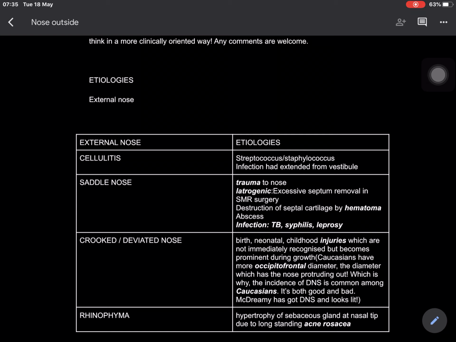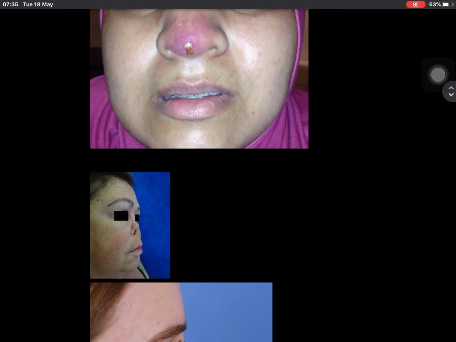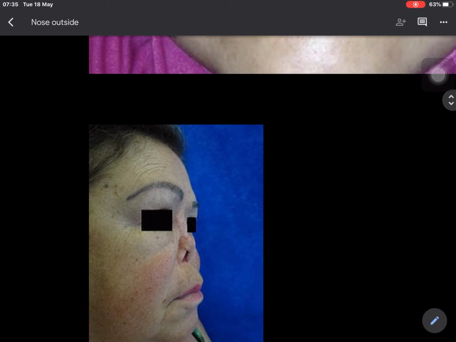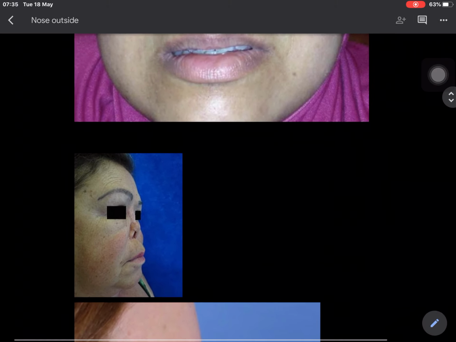That's saddle nose. Fourth is that an infection can also cause a saddle nose. Infections like TB, syphilis, leprosy are notorious to cause it. Saddle nose looks like that. Okay, so it's a depressed nose, right?